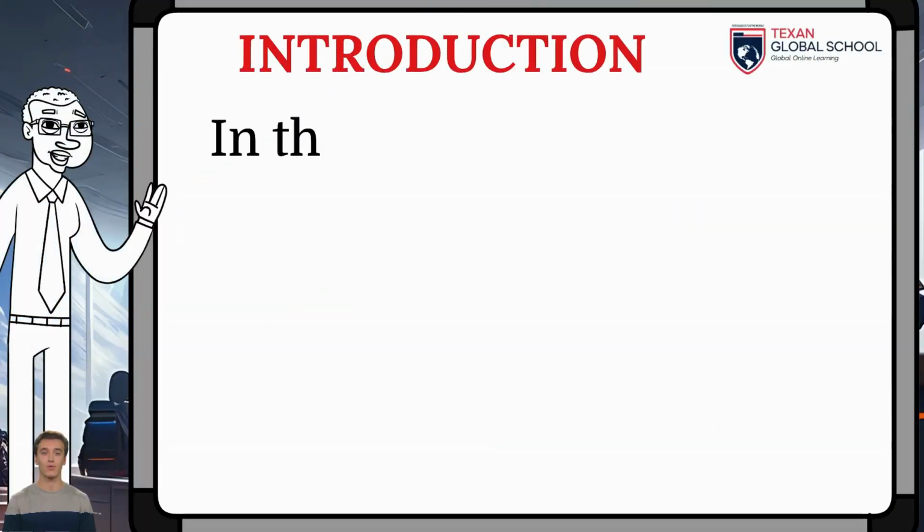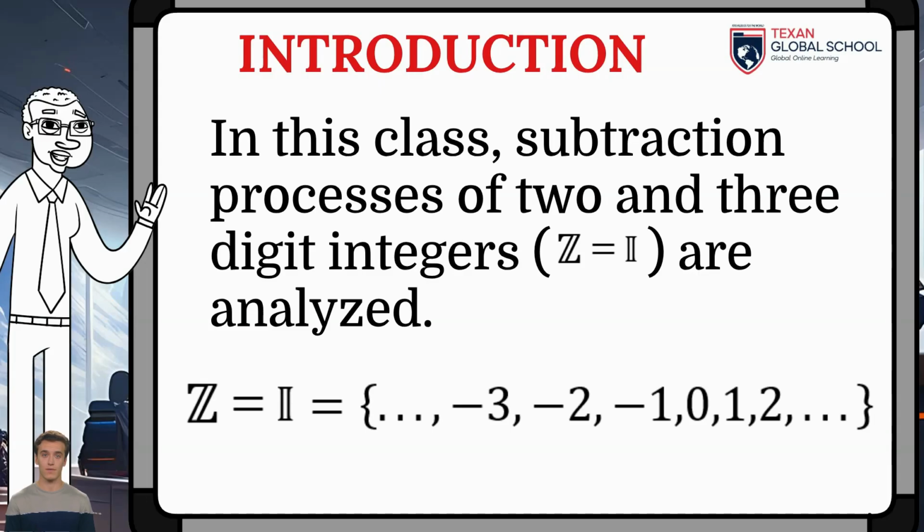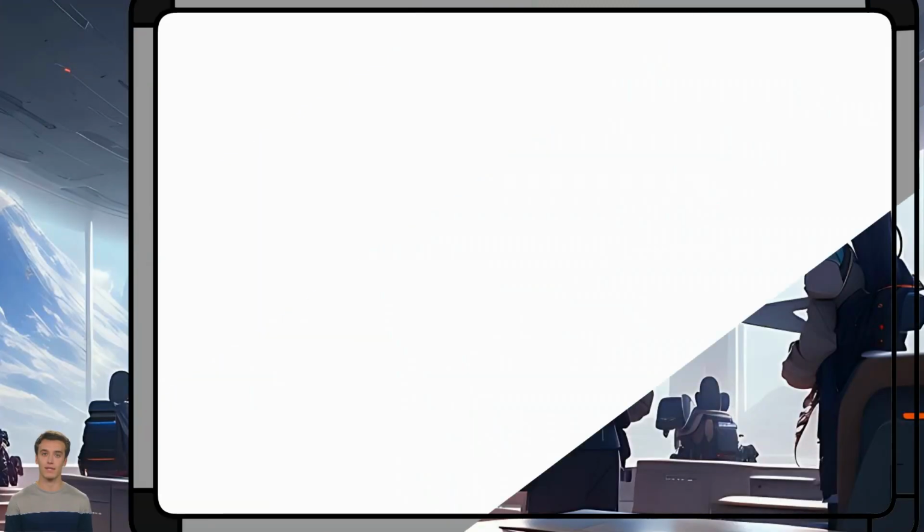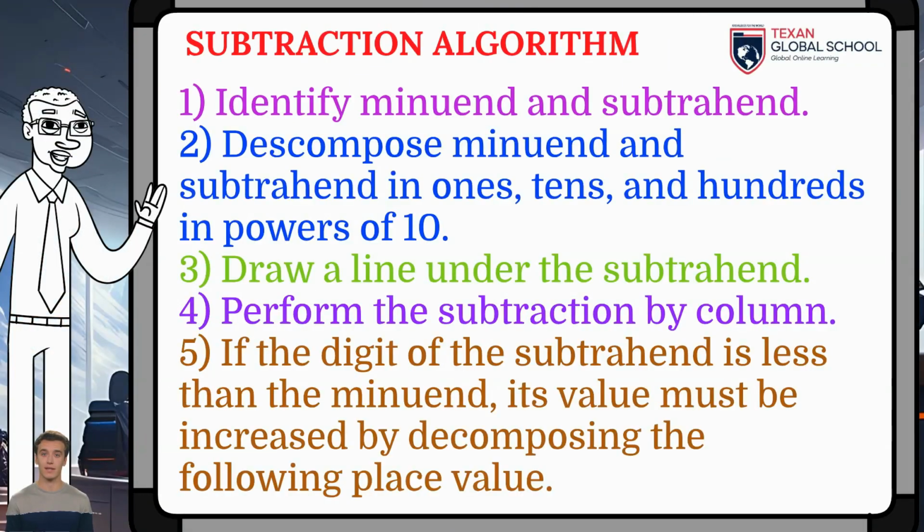In this class, we will perform subtractions with 2- and 3-digit integers. We must first identify the minuend and subtrahend. Then decompose the whole numbers into ones, tens, and hundreds, and then subtract. If the digit of the subtrahend is less than the minuend, its value must be increased by decomposing the following place value.